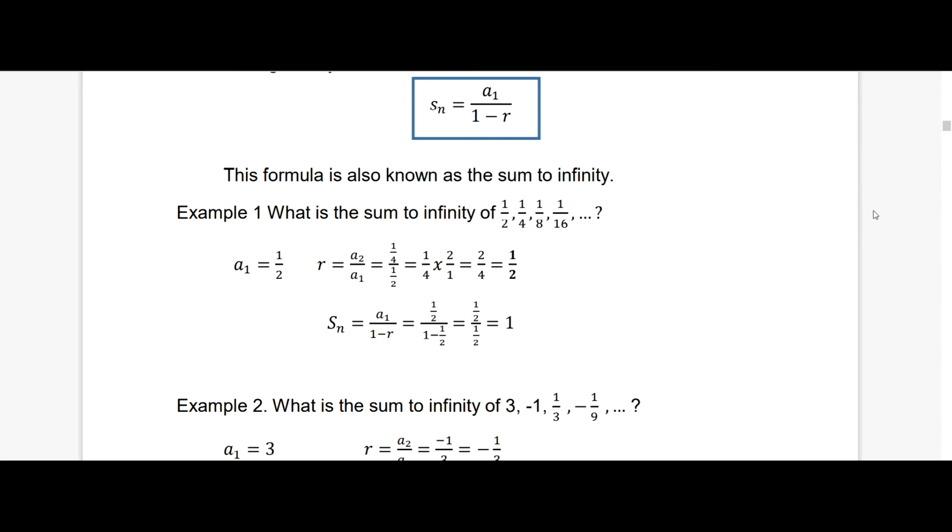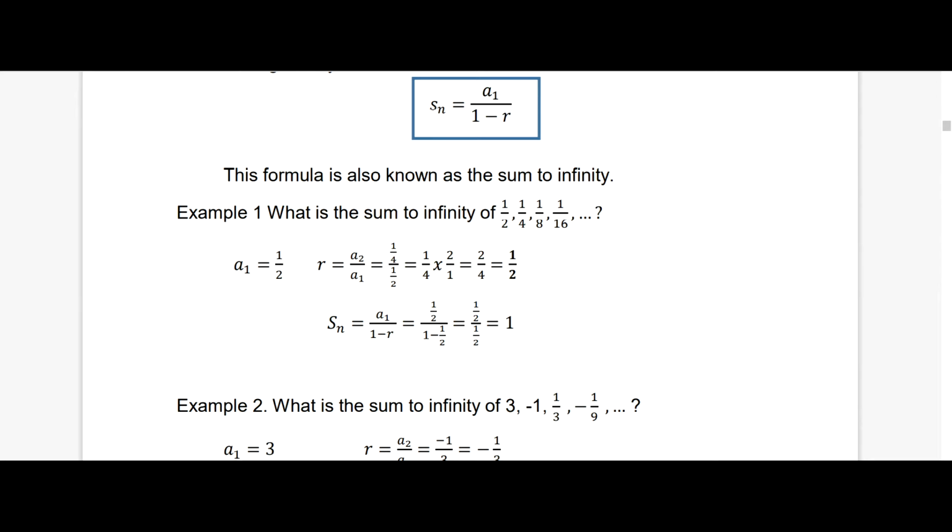Ayan. What is the sum to infinity of 1/2, 1/4, 1/8, 1/16? Ito na din yung kanina. Pero kanina, ang kinukuha natin yung sum ng 2 terms, 3 terms, 4 terms, 5 terms. This one is the topic itself, the sum to infinity. Makikita nyo, medyo masyadong maraming computation sa module. So, tignan natin kung paano natin siya padadaliin para maintindihan.